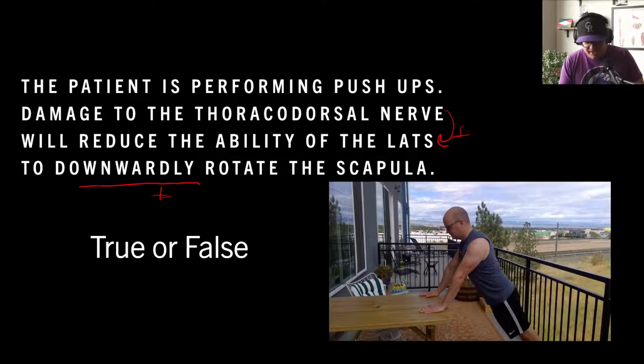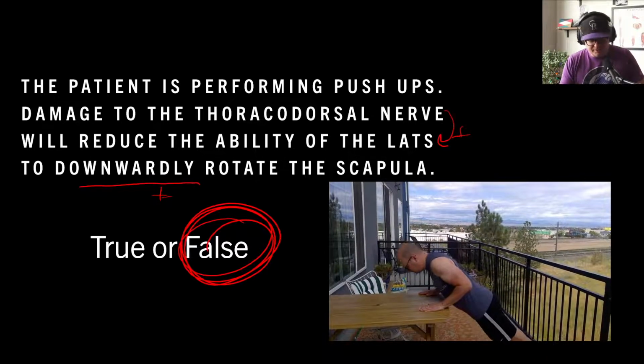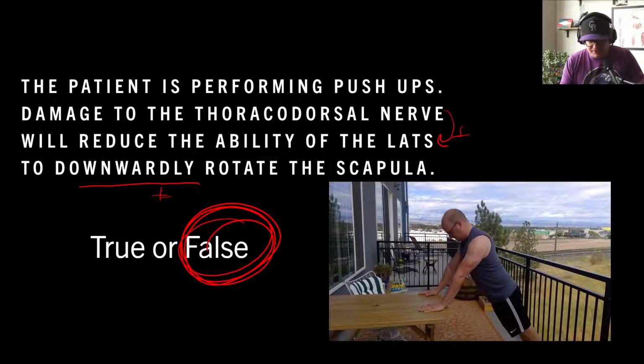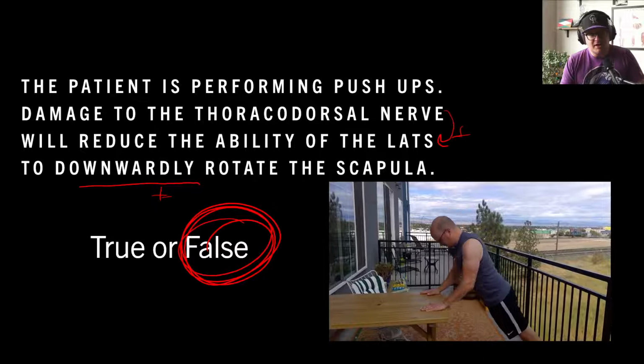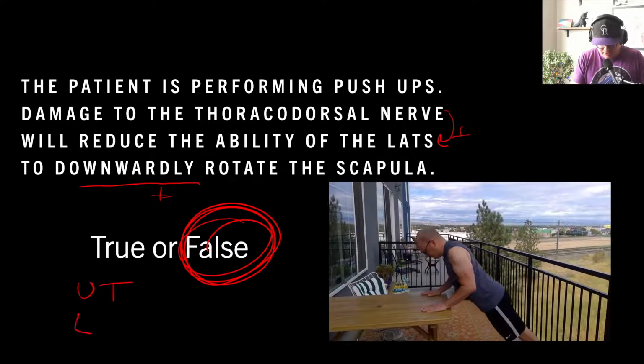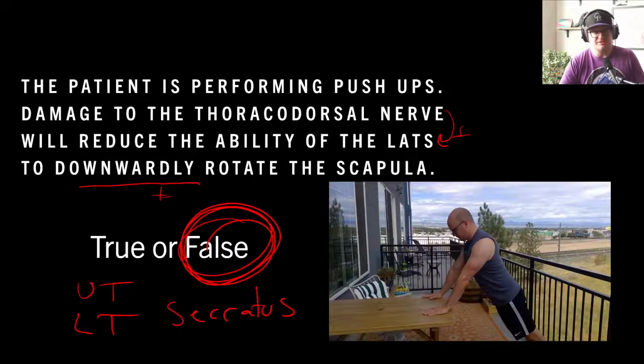We're divided. The answer is false. The lats are a downward rotator. Totally agree. But when I move away from the earth, what motion is actually occurring at the scapula? Upward rotation. And our upward rotators are going to be those upper traps, lower traps, and serratus. So this is one of those where the lats just are not involved at all in this activity. So everything was true except for the fact that they're not involved.